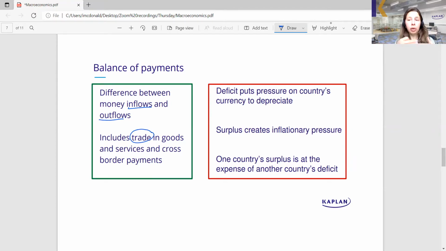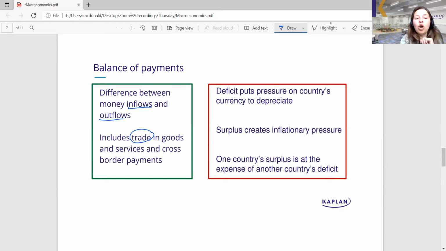For example, a country could export its goods, and if the goods are going abroad, the money inflow will come back into the country as a payment for those goods. The opposite will be happening if we are importing. When we're importing, goods are coming into the country, and therefore money as a payment for those goods will be going out of the country. It will be the outflow.